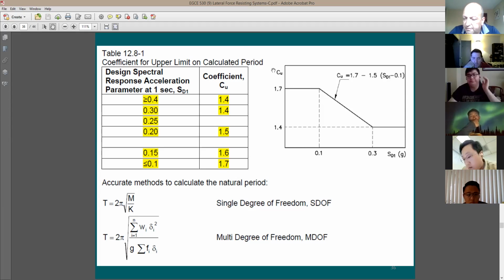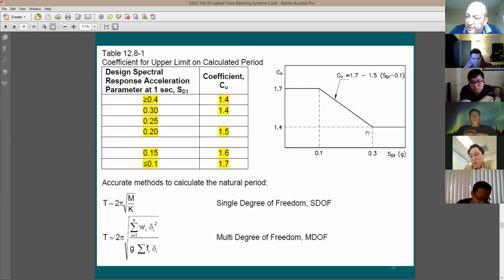As you see here, the lowest value is 1.4. So at least it's going to be 1.4, which is 40% above T sub A, to be able to use T accurate. If your S sub D1 is really short, like 0.1, unless it's going to be 1.7. In between, you can do this interpolation.